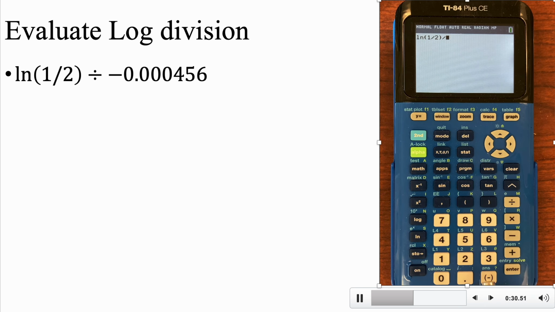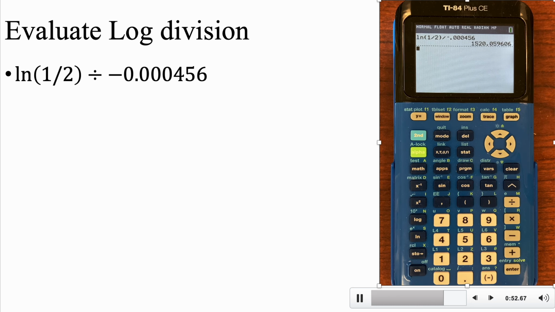And then you're dividing by a negative 0.000456. Making sure, please, anytime you're working with a negative number, you got to put the negative button there. Though if you're subtracting with a number, then you're using the minus button instead, so just be careful with that. Go ahead and enter, and there's our value right there.